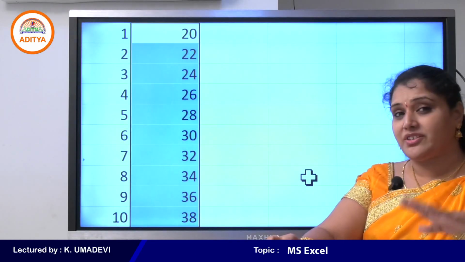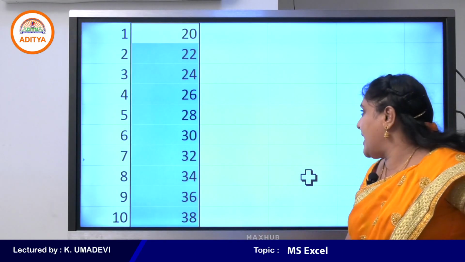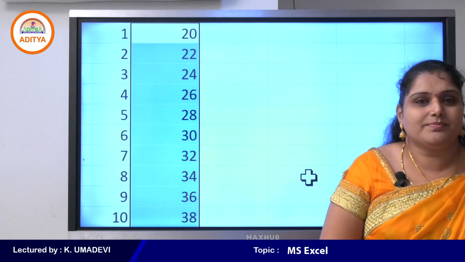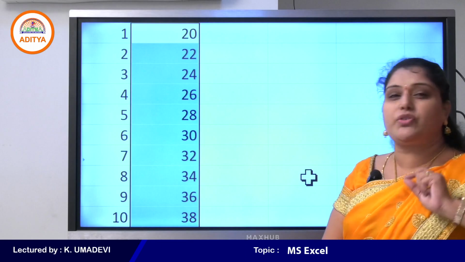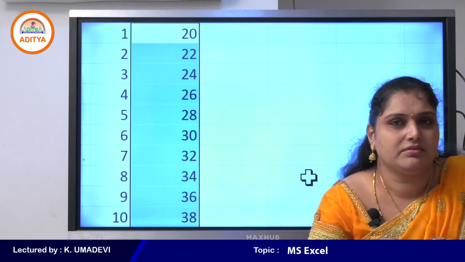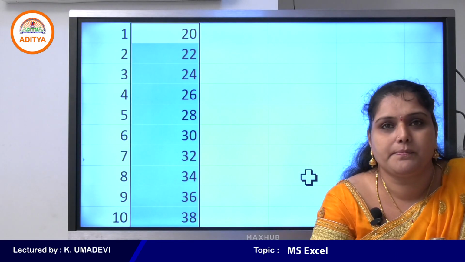Okay students, just observe the sheet. Now tell me, what will happen here? What is the next series? Why does it fill with 24, 26, 28? Can you tell me the reason?